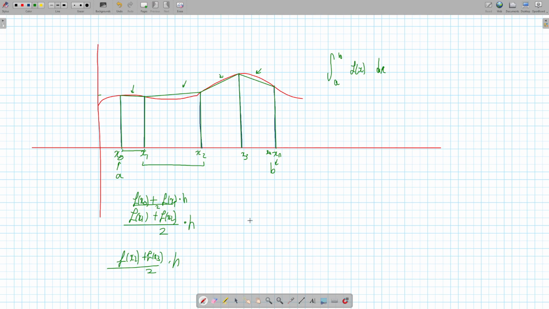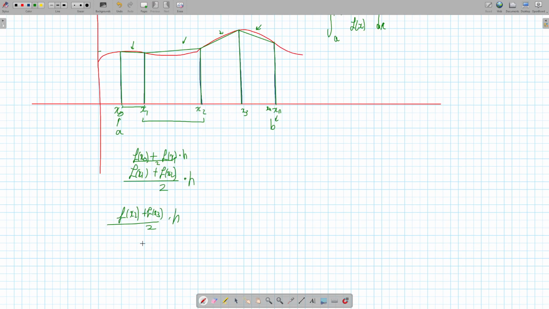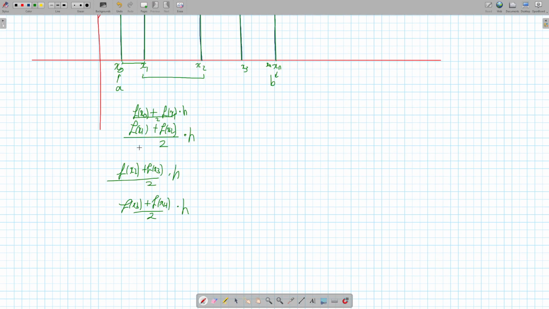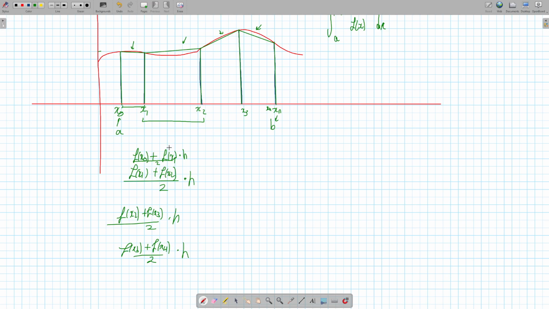Then the last one, f of x3 plus f of x4 over 2 times the height. So if you realize, f of x1 is repeated twice. Then f of x2 is repeated here and here. F of x3 is repeated here and here. The only thing not repeated twice is what? The first one and the last one.